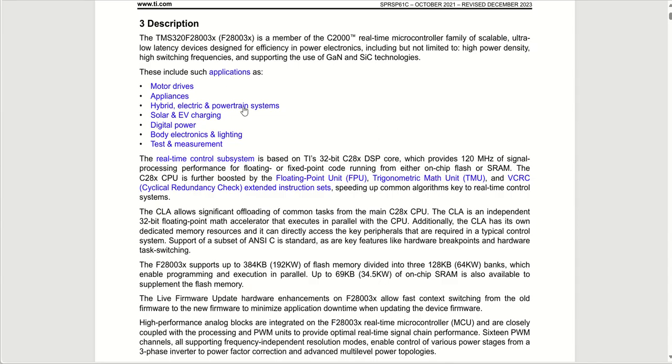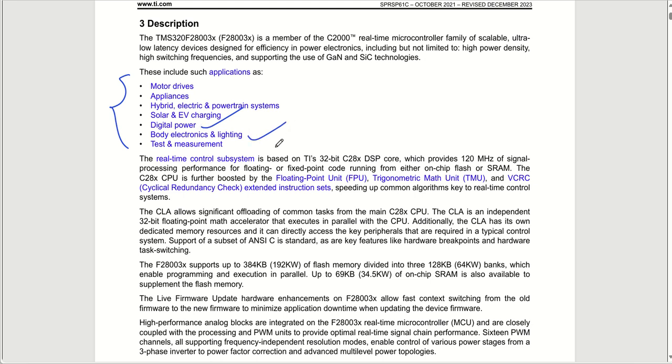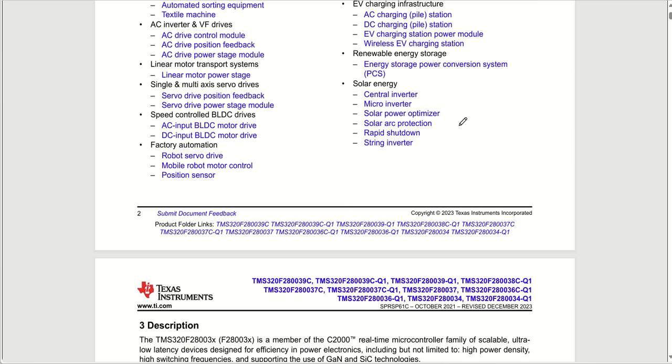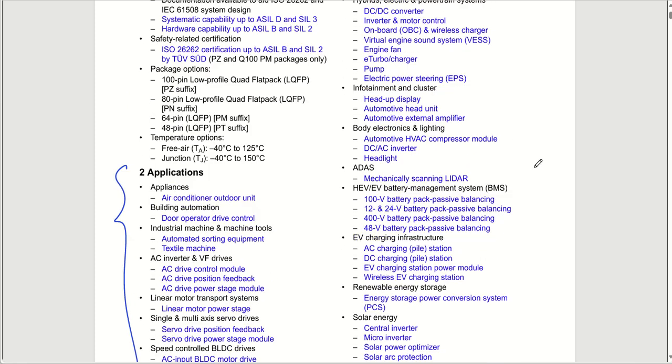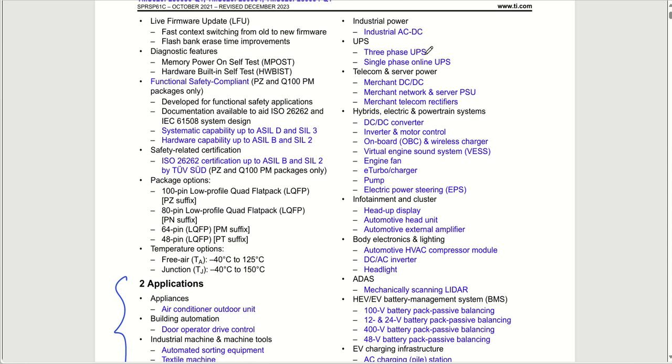This is the data sheet of this microcontroller, where you can see a list of applications: motor drives, appliances, hybrid electric or powertrain systems, solar and EV charging. We have digital power, like buck converters, and body electronics and lighting, like infotainment clusters. We can utilize this for test and measurement equipment as well. If you want to see applications in detail, these are the applications that we have already explained in various other videos. Then we have three phase UPS and single phase UPS and all those things.